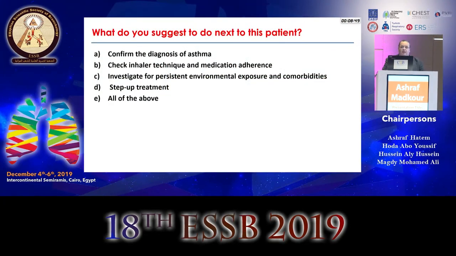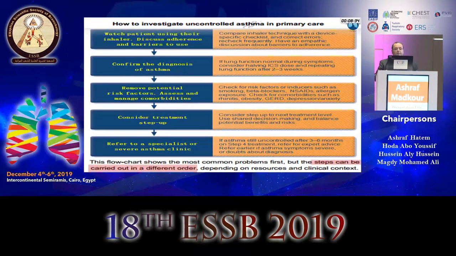What do you suggest as the next step for this patient? Do we need to confirm the diagnosis, or check the inhaler technique and medication adherence, or investigate for persistent environmental exposure and comorbidities, or step up the treatment, or all of the above? So why would it be all of the above?